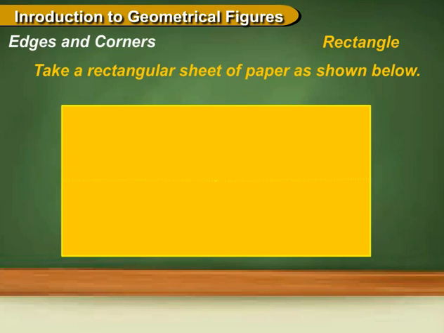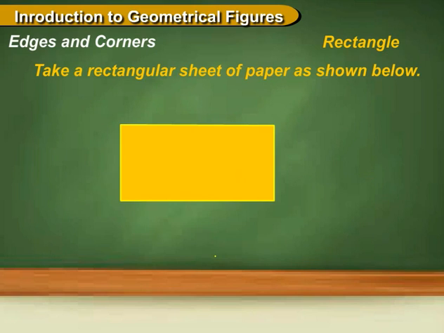Now let us fold the paper in the middle to bring the opposite edges together. What do we see? The longer side falls exactly on the opposite side. The shorter side falls exactly on the side opposite too. The opposite sides of a rectangle are of equal length.